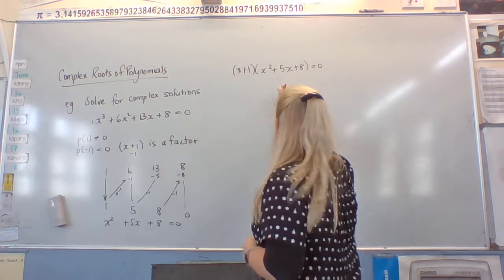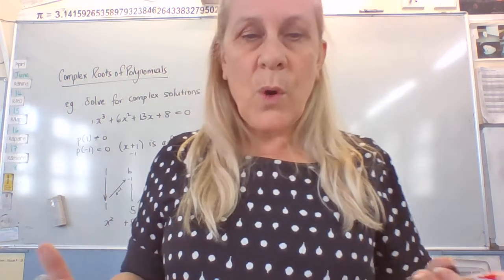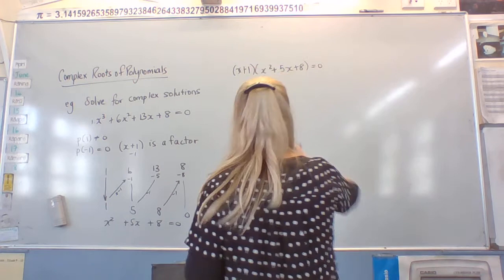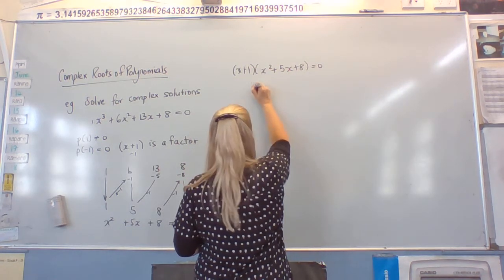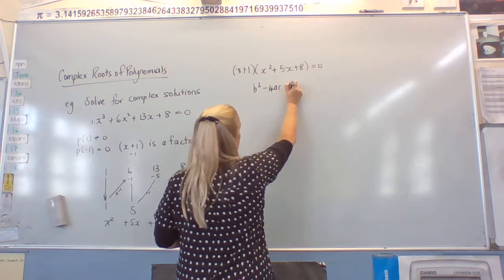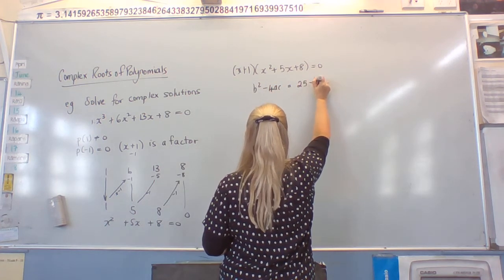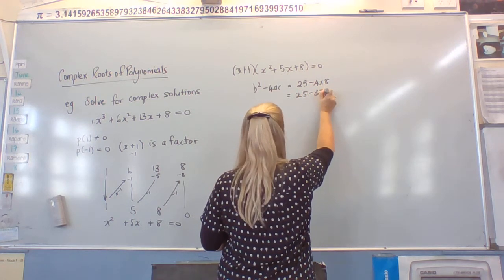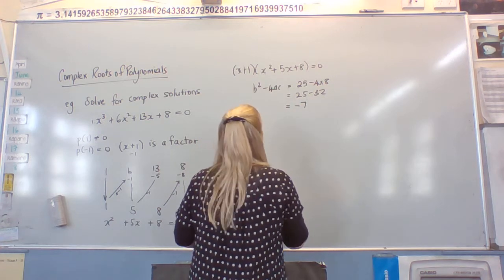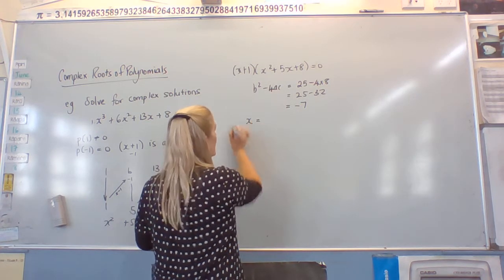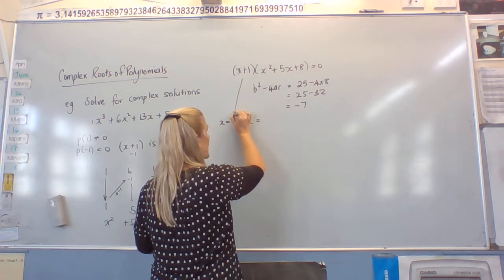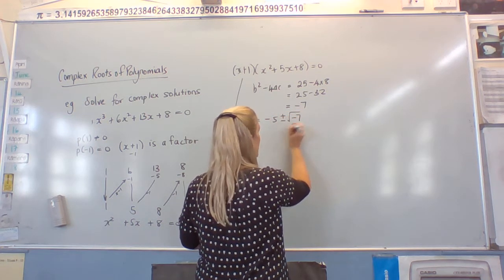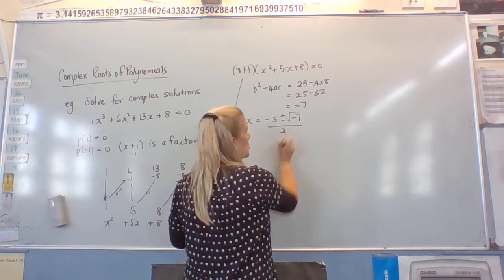Now we can just use our conjugate root theorem, or we can use our quadratic formula to find the other 2 roots. We can't find just 1, we need to find both of them. B squared minus 4ac equals 25 minus 4 times 1 times 8 equals 25 minus 32 equals negative 7. So we've got our solutions as x equals negative 1, that came from here, and negative b, negative 5, plus or minus the square root of negative 7 over 2a, which is 2.